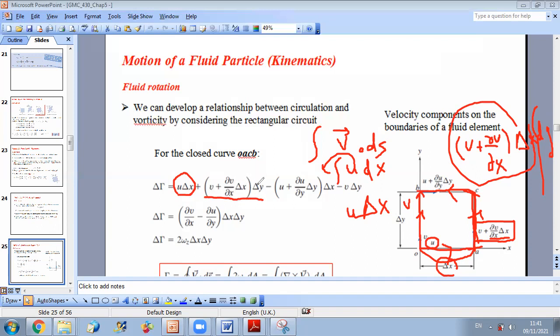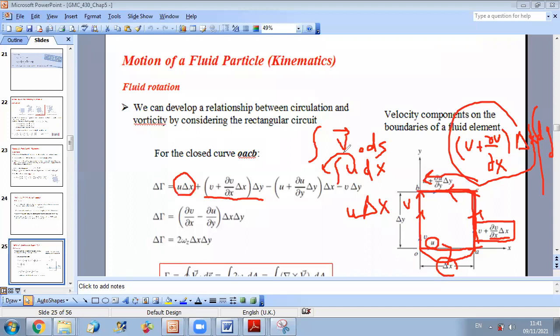Now I will continue for the remaining segments along CB. Along CB, I am integrating from C to B. So this will give me a minus sign, because I'm moving in the negative x direction.